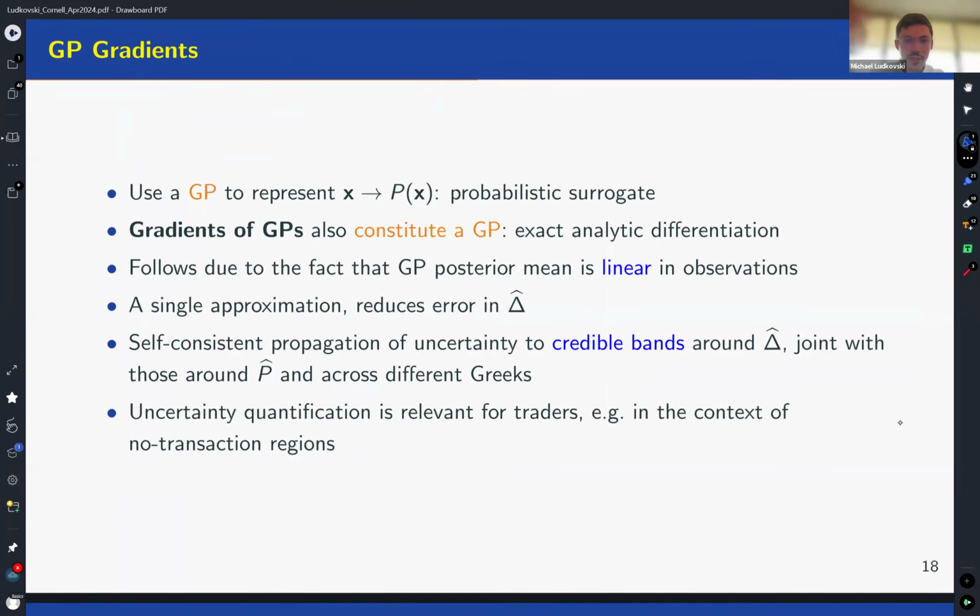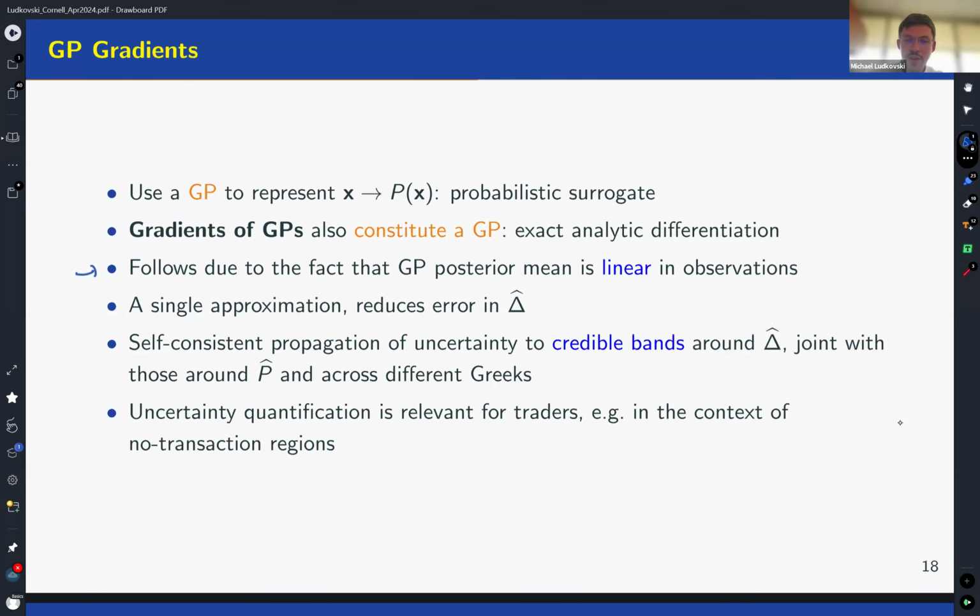So why are GPs nice? This is the key slide of this case study. A few slides back, I mentioned the fact that the GP posterior mean is linear in observations, and the weights were just given by the kernel. So I can analytically take derivatives of these weights, and that just comes down to differentiating the kernel function, and that gives me the correct answer because everything's linear. So it's due to linearity that I get closed form gradients.